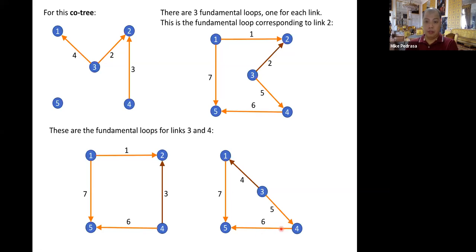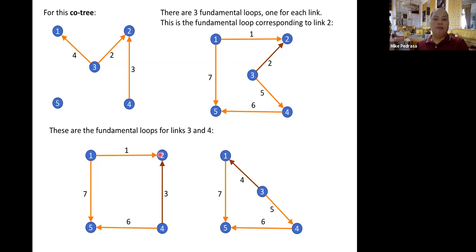So for our graph, once we have chosen the tree, we will be left with a particular co-tree. And for that co-tree, for each link in that co-tree, there will be a fundamental loop.